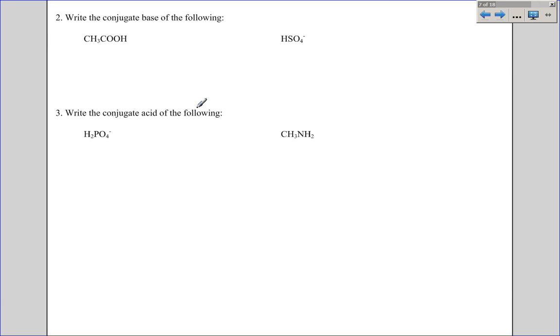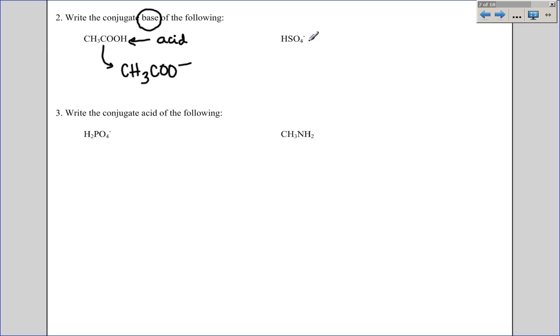So in this case, I'm being asked to identify the conjugate base of the following. What this means is that I'm being told that this is an acid. If they're asking you for the base, then they're telling you that the substance in front of you is the acid. And by definition, an acid is something that donates a proton. So in order to get the conjugate, what we need to do is take away a proton from the formula. And so in this case, I'm left with CH3COO minus.